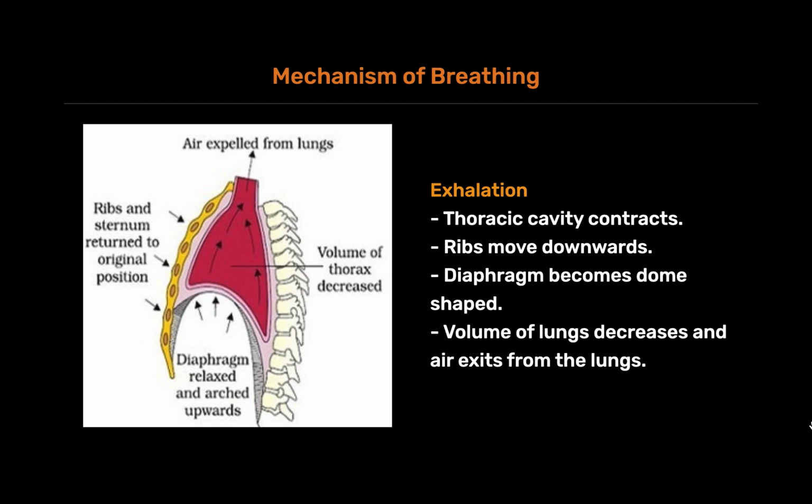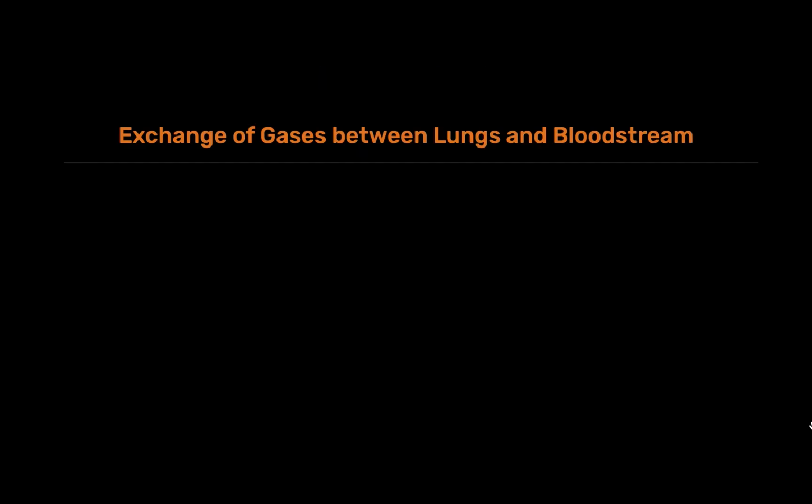Changes in the volume and pressure in the lungs aid in pulmonary ventilation. During exhalation, the thoracic cavity contracts. Ribs move downwards. The diaphragm becomes dome-shaped. The volume of lungs decreases and air exits from the lungs.